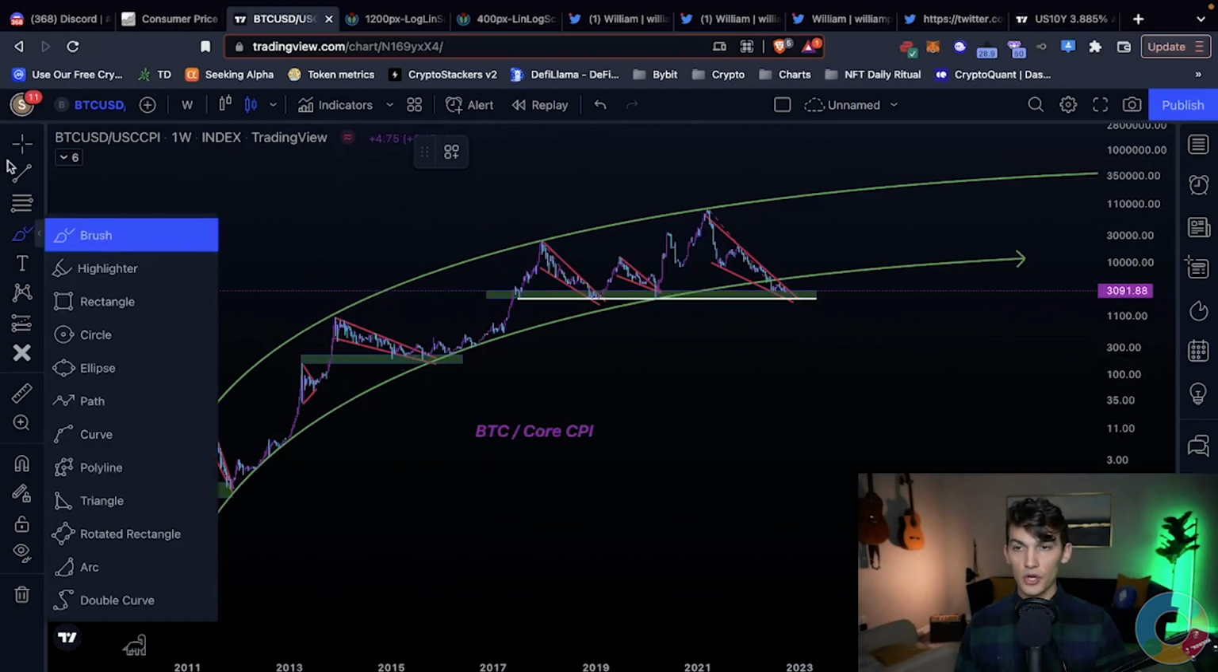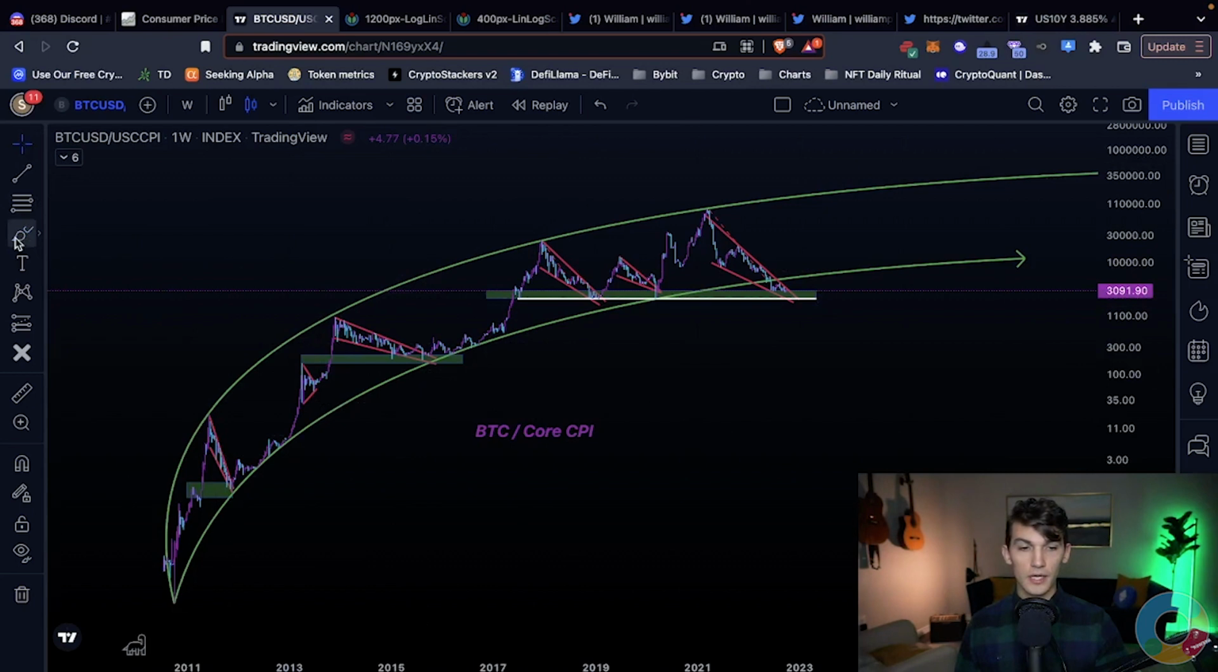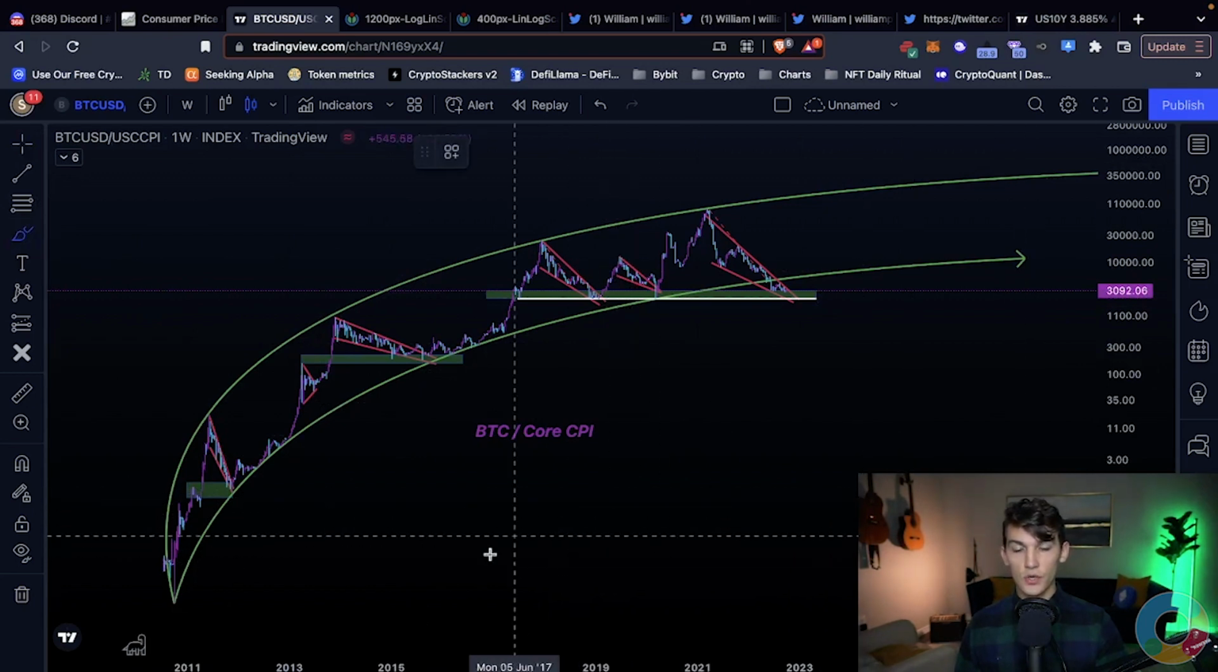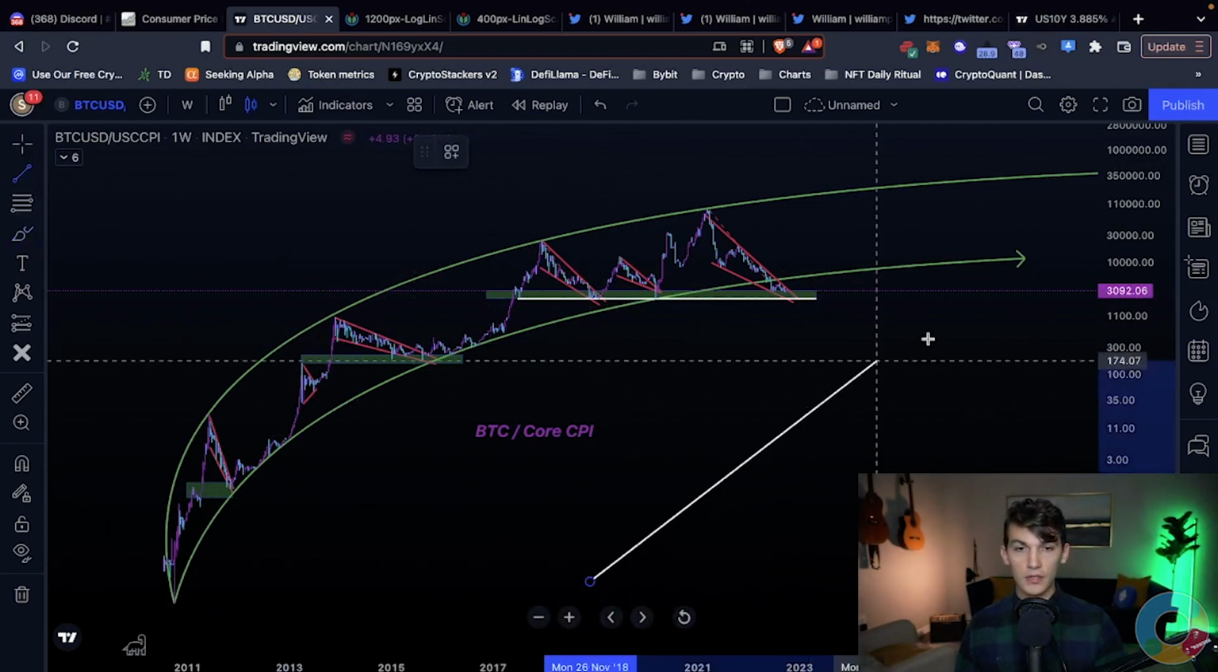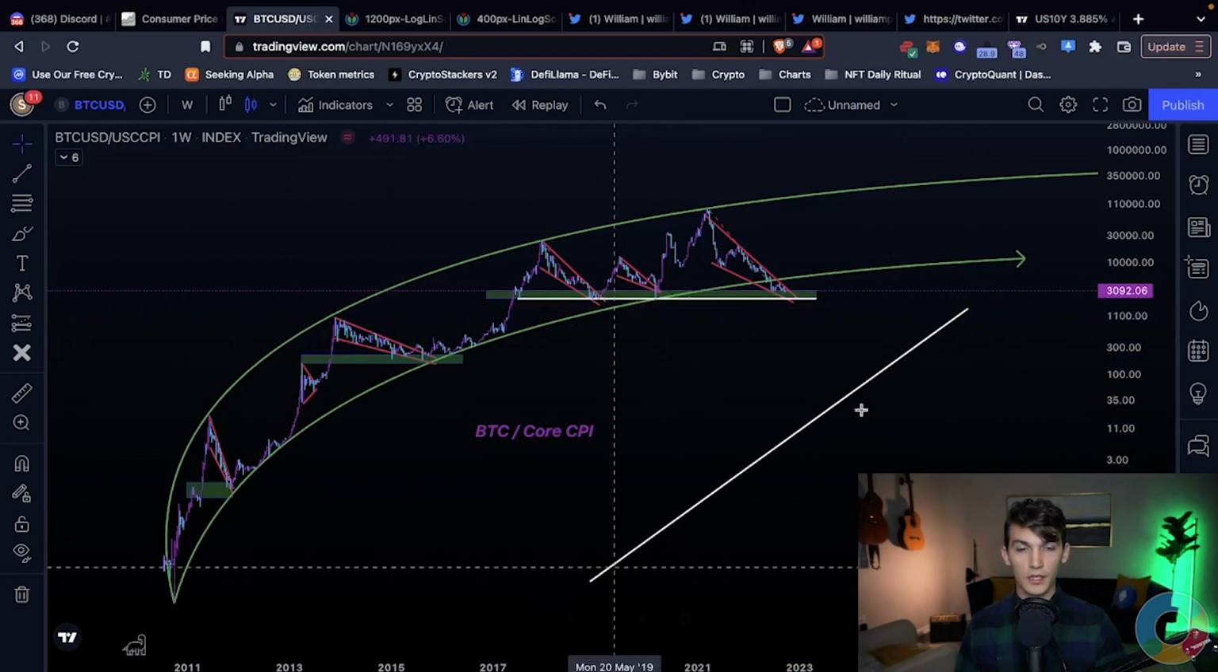So whenever we look at this chart, you can notice it's following a very specific pattern. Now this is on a logarithmic chart. And so when you have a logarithmic chart, when you have a linear line, it equates to exponential growth.